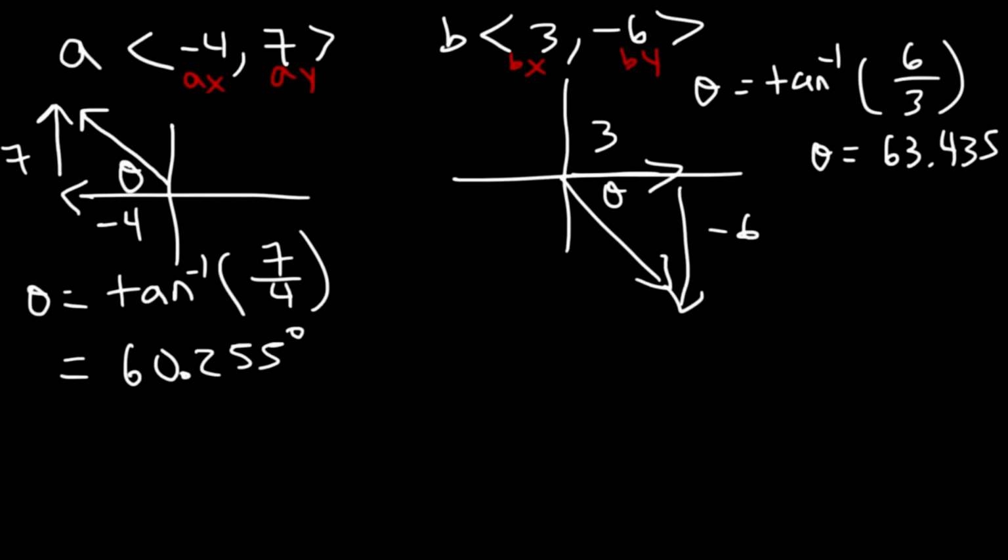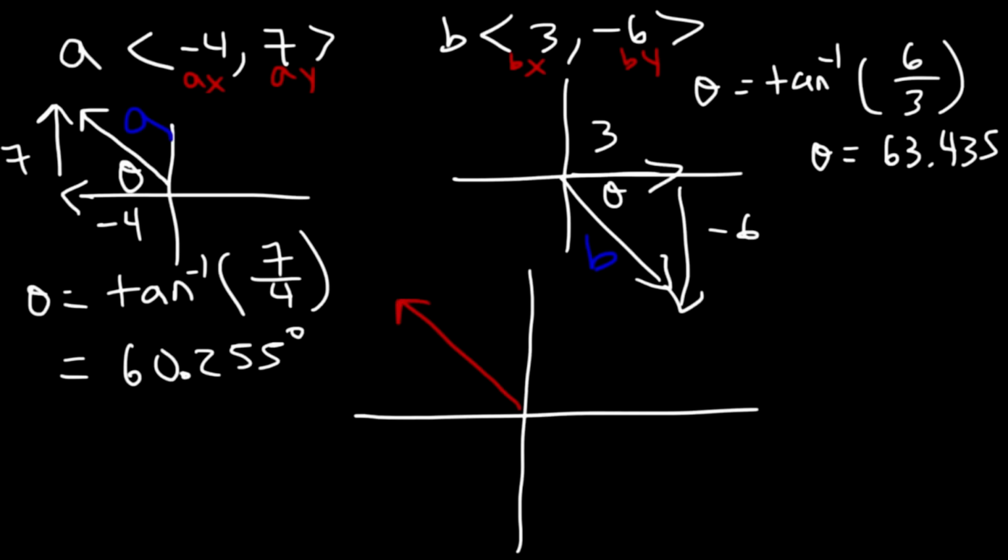So what can we do then? How should we use it? The first thing we need to do is plot the two vectors in the same graph. So let's do that first. So here's vector A, and here's vector B.